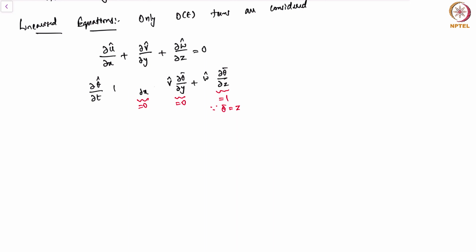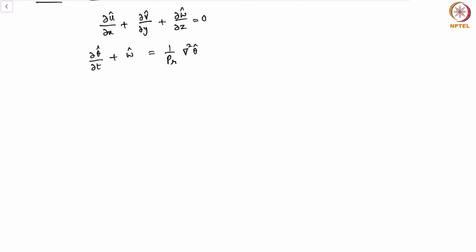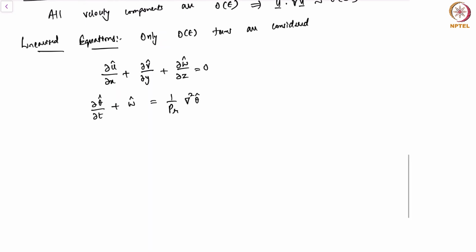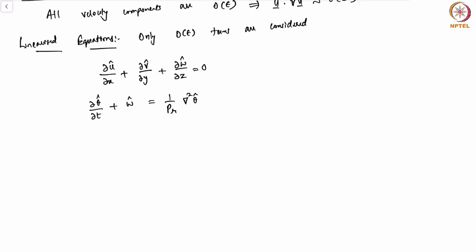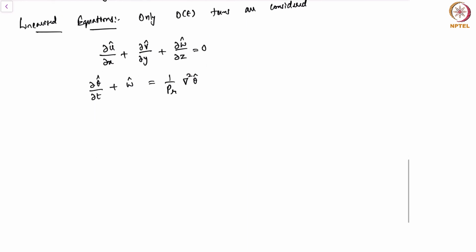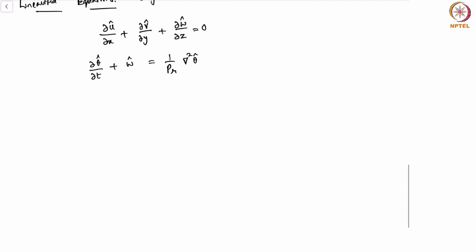So I will erase all of this and simply write down the final expression. What we now have is plus w hat times 1 equals 1 by Prandtl number del square of theta hat. This is my temperature equation. For the momentum equation, all terms involving u dot grad u are small, basically. So then we have the x momentum equation.